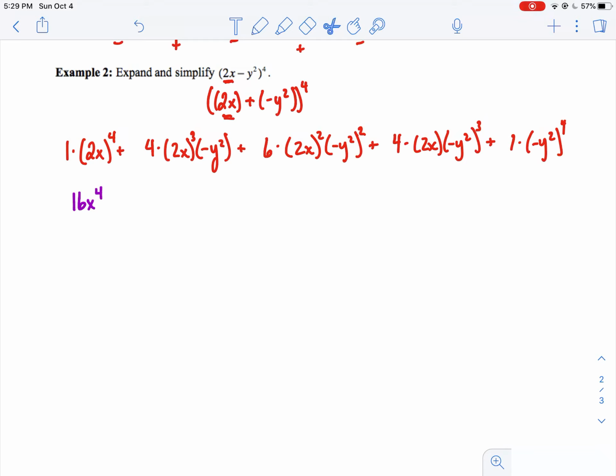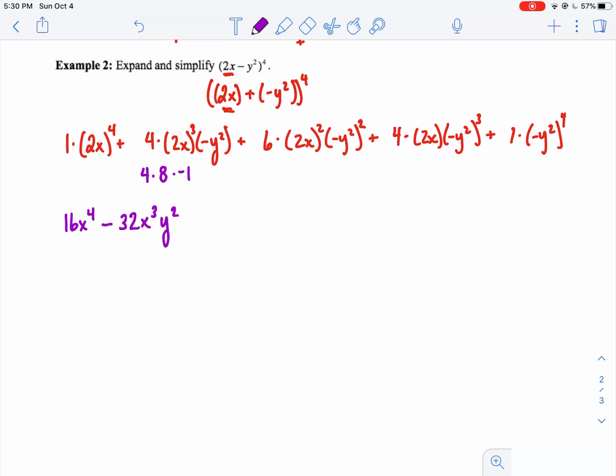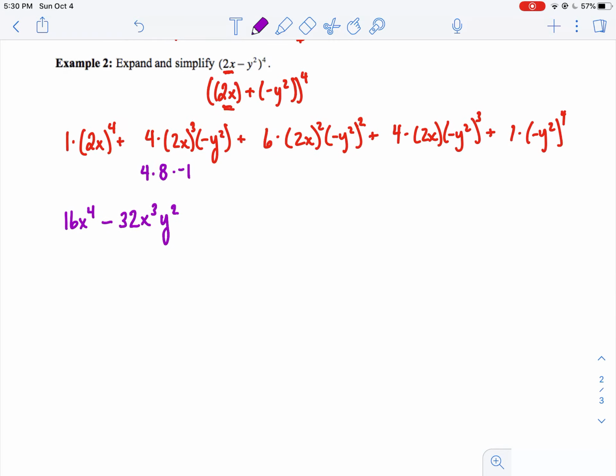Okay. Then in that next one, let's move that down just a little bit. In that next one, right, we've got a 4, we've got a 2 cubed, which is 8, and then we've got a negative 1, right? So because of that negative sign, on that part right there, we're actually going to get a negative 32, and then x is cubed, and y is squared. Okay. Now the reason y is squared there is because, right, in the original problem, y was squared.